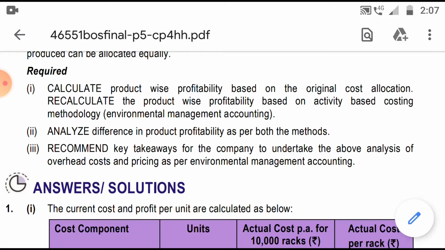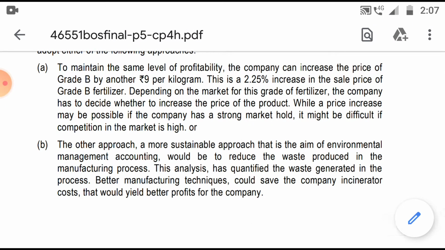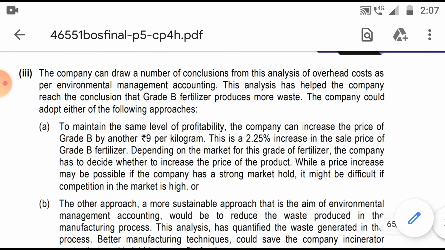So we have just explained the calculation which we had done, and now the key takeaway for the company from undertaking the above analysis of the overhead cost and the pricing as per environmental management accounting. To maintain the same level of profitability, the company can draw a number of conclusions from this analysis. This analysis has helped the company reach the conclusion that grade B fertilizer produces more waste.